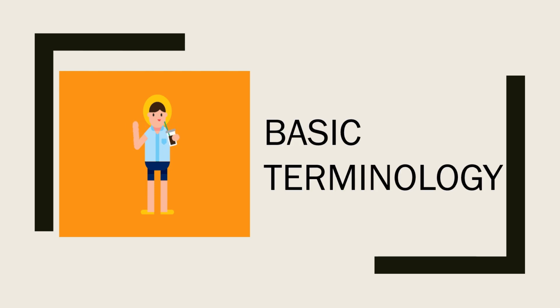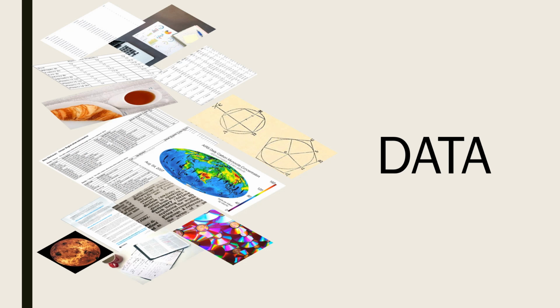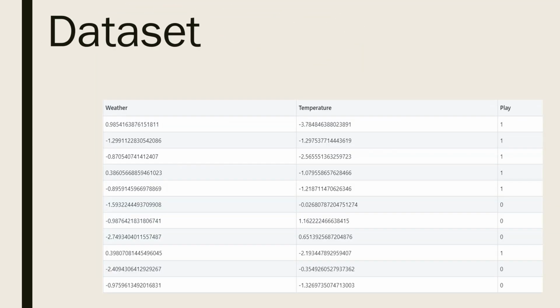Hi everyone. In the last video we learned what is machine learning. Now let's get familiar with the basic terms commonly used in this field. Suppose that we have a lot of data with us. Data is any value, text, picture, sound or fact which can be used to extract information.